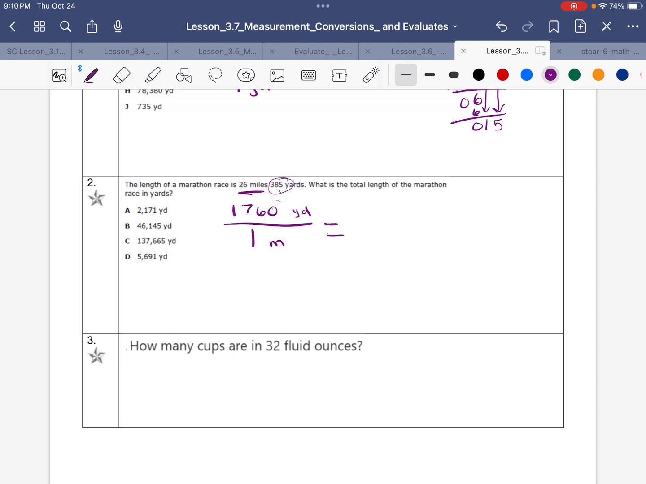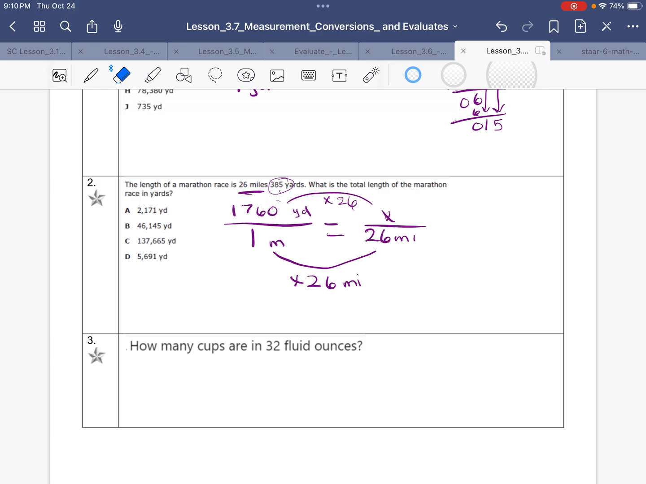Okay. And we know we have 26 miles. So here to here would be 26 miles. Here to our x, we've got to do the same, times 26. 1 times 26 is 26. So now we've got to do 1,760 times 26.